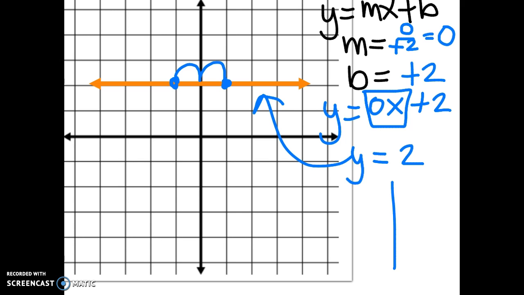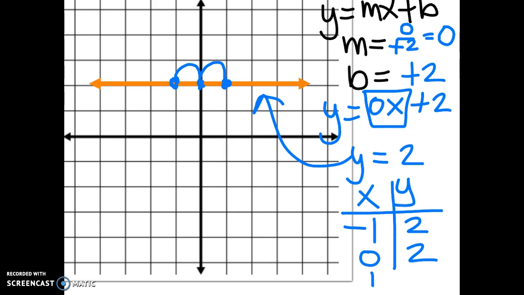Do I need to make a table to prove that? Here is my x coordinate, which is -1. What's my y coordinate? 2. Here is my x coordinate, which is 0. What's my y coordinate? 2. Here is my x coordinate, which is 1. What's my y coordinate? 2. So I know that if I see all 2s, 3s, -4s, -15s here, I know that this is going to be y equals whatever this value is, if they're all the same. And then the x's change.